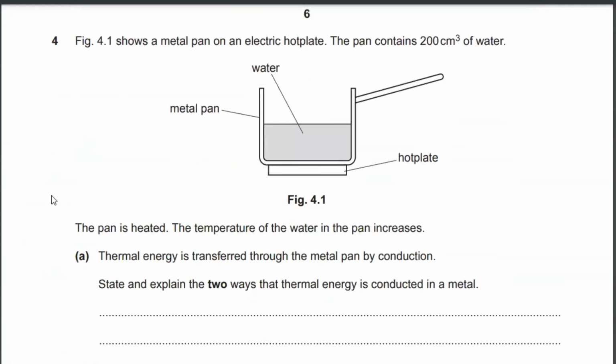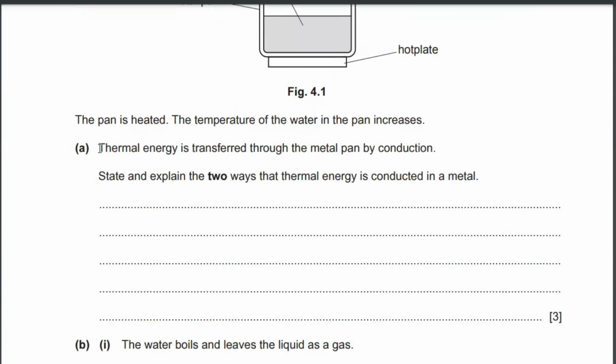Now moving to the fourth question. The fourth question says that figure 4.1 shows a metal pan on an electric hot plate. The pan contains 200 centimeter cube of water. The pan is heated, and the temperature of the water in the pan increases. They have asked: thermal energy is transferred through the metal pan by conduction. As they are touching each other, particles are in contact, which means conduction is taking place. State and explain the two ways that thermal energy is conducted in a metal.